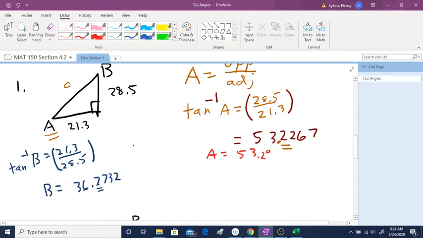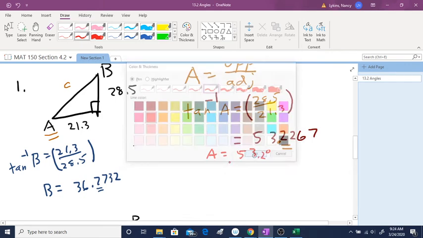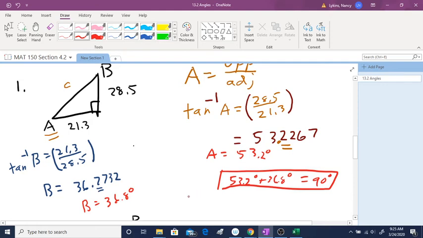So what happens to that 7 is B becomes 36.8. So if you add both of these together, 53.2 degrees plus 36.8, you get that 90 degrees. Both A and B always will have to equal 90 degrees. Now, I want you all to do all these ratios for A and B.